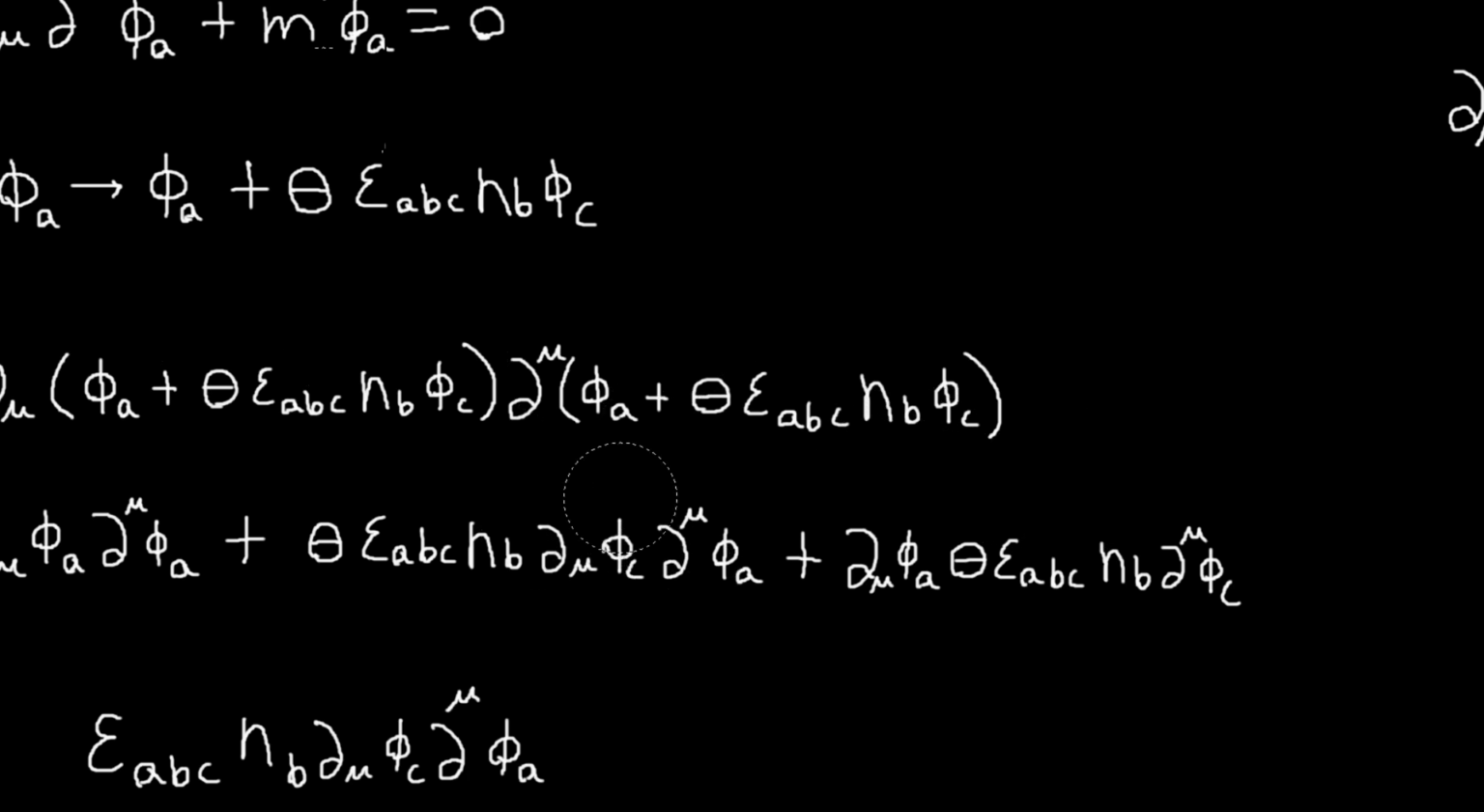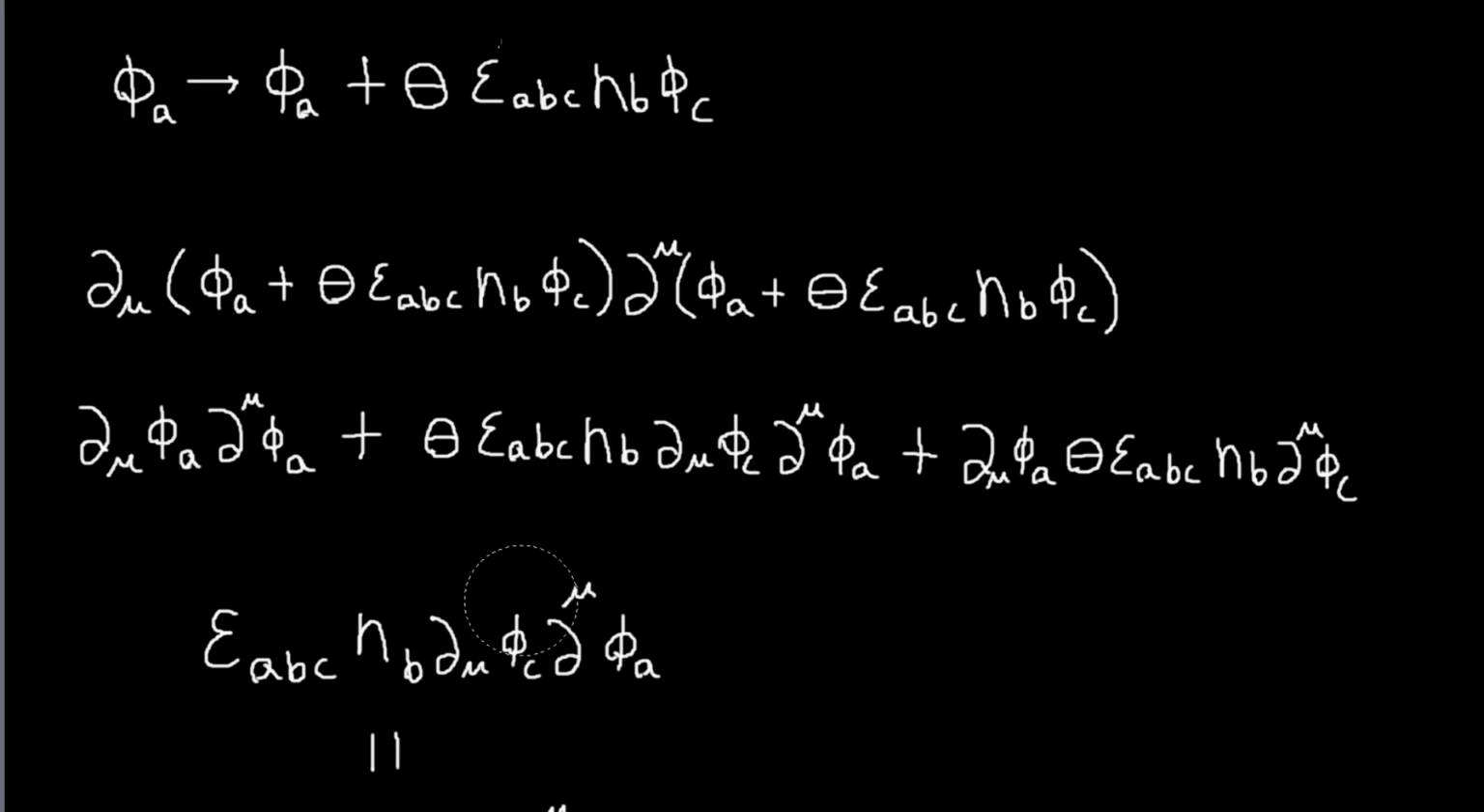So we have these two cross terms. And we can notice that they both contain a d mu phi c, d mu phi a. The only difference between them is that here the mu is up for phi a, here it's down for phi a. But if we're contracting two things, it doesn't matter which is up and which is down. So these two terms are the same thing. So we just have to worry about one of them. So I'll just worry about this.